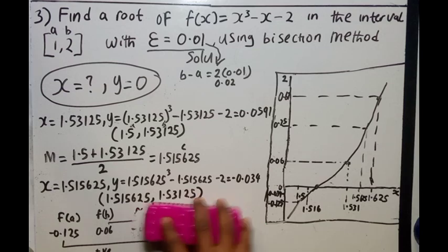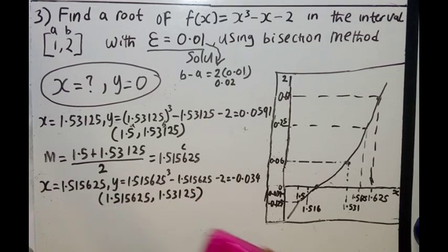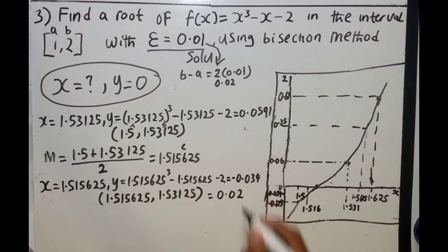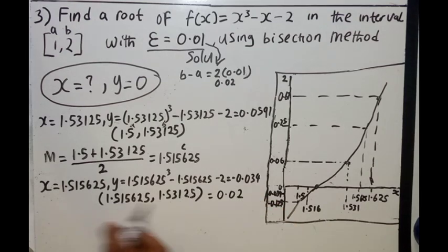So I hope this has made it a bit clear. Now with our new interval, let us also check whether it has gotten to our tolerance points. So we'll be subtracting the two. We have 1.53125 minus 1.515625, and we have our answer to be approximately 0.02. So this is the new interval, the last interval we're going to be making use of.